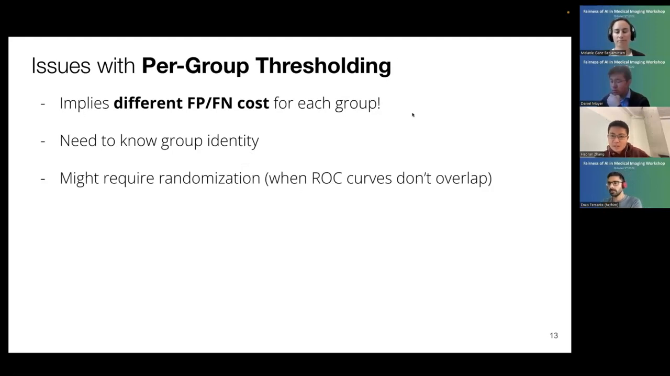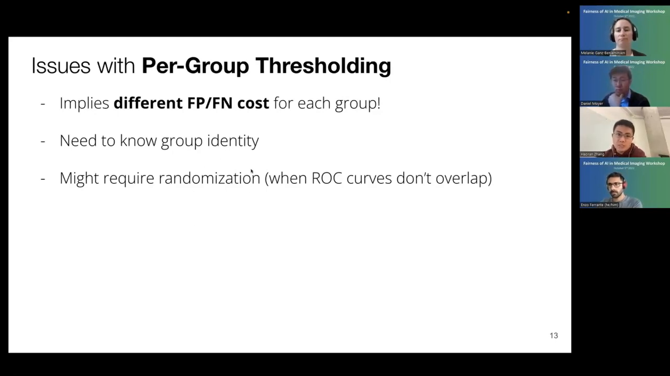And finally, this is more of a technical point, but the idea is that when the ROC curves don't intersect for two groups, you need to basically make one of the groups systematically worse through randomization. And this is kind of weird because you're just making a group's predictions worse for no reason.